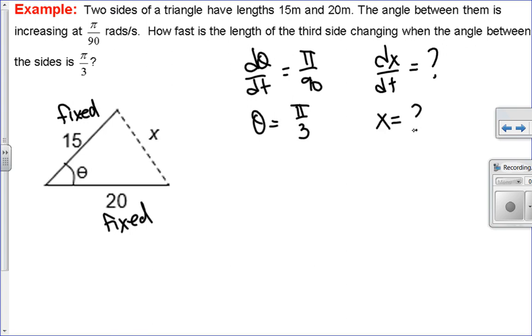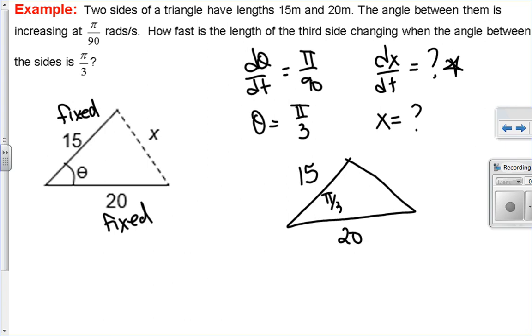But we don't know what x is. So there's two things that I don't know. Now this is the one that I'm solving for, so I need to figure out what x is. As that angle's changing, at one particular moment in time, drawing a triangle not to scale, that angle is pi over 3. So I want to find out what the x is that goes with that. So I have side angle side there. I can use cosine law.